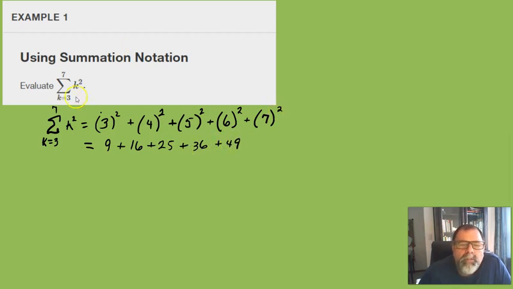And then we punch it in our calculator. Let's see, 25, 50, 86. So what's 86? Plus 49. 135.